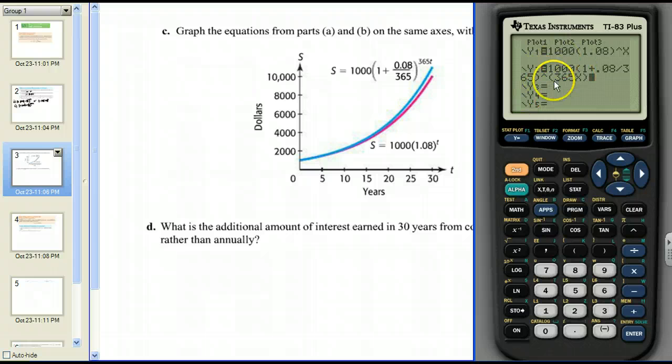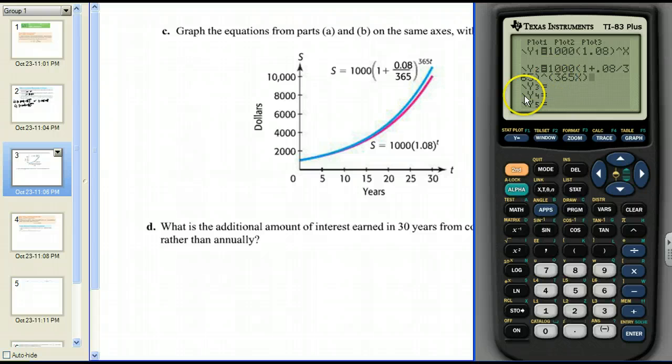And the other thing is these parentheses. When I have multiplication in the exponent, this is 365 times t, I've got to have parentheses around the multiplication in the exponent. This is a really big error that a lot of people make sometimes.